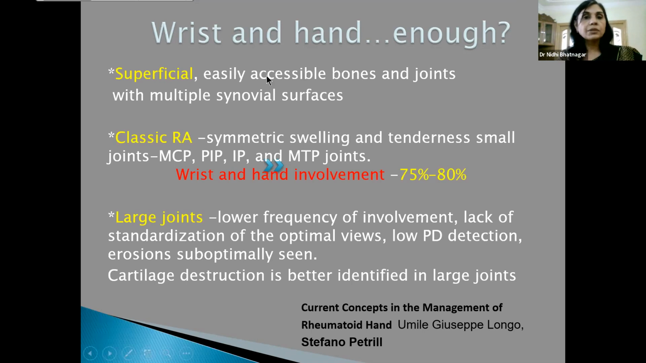The larger joints are deeply positioned. So sometimes there is a lower sensitivity of power Doppler signal detection. Yes, cartilage involvement is much better seen when it is a large joint involvement, by ultrasound. However, the most important feature, that is, we are talking cortical erosions, have a very low yield when we are talking about the large joints.